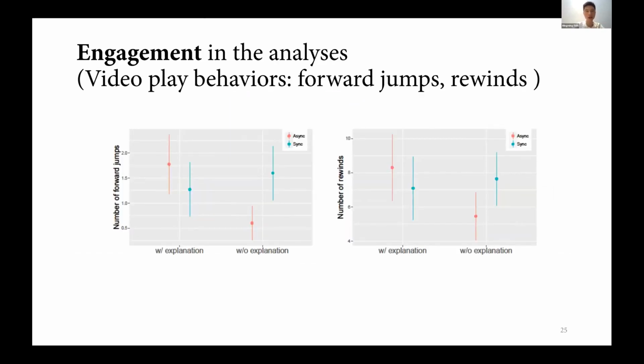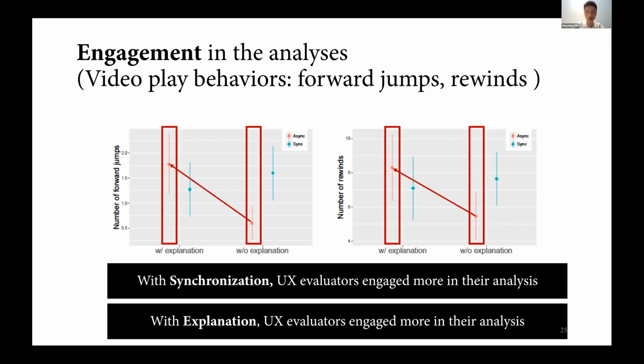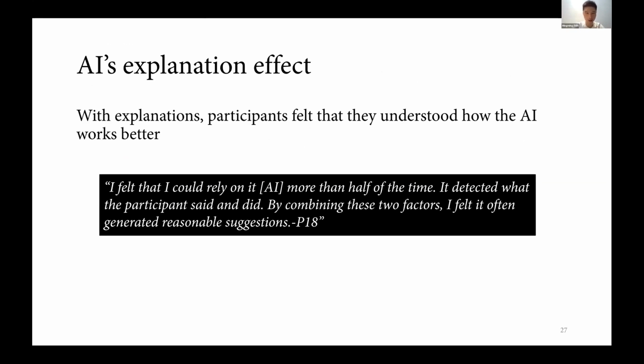We evaluated the engagement in the analysis by looking at evaluators' video playing behaviors, such as how many times they jumped the video forward, or they rewound the video, which were shown in these 2 figures. As you can see, with synchronization, evaluators jumped forward and rewound the videos more often, which means they engaged in analysis more. And similarly with explanation, evaluators also engaged in the analysis more. With synchronous AI, participants felt as if they were working with a co-worker at the same time. With explanations, participants felt that they understood how the AI works better.